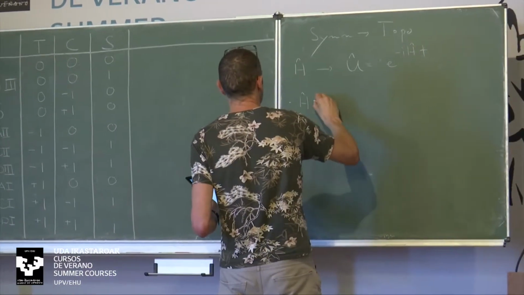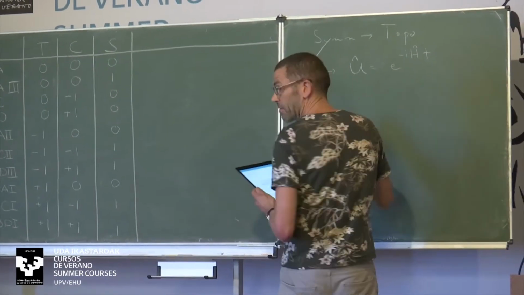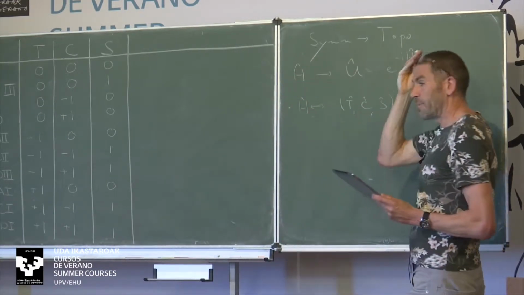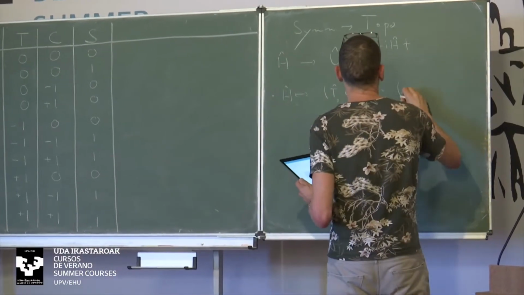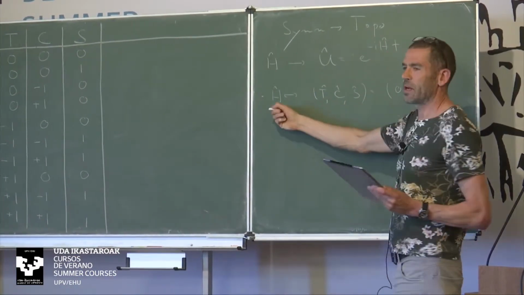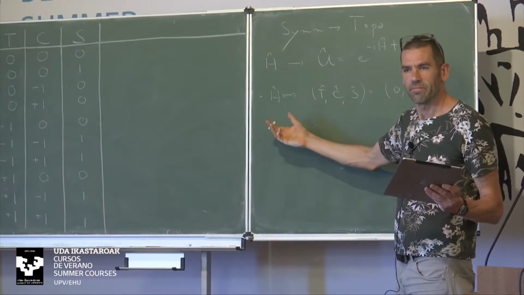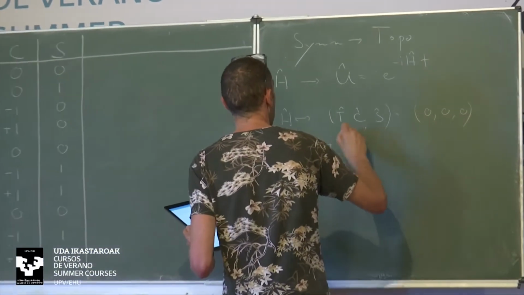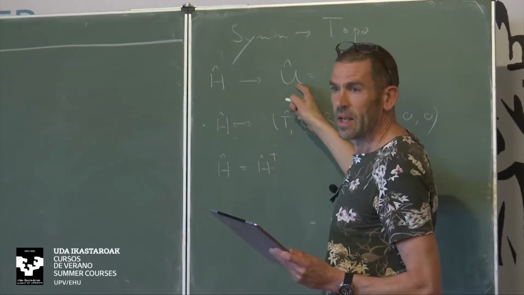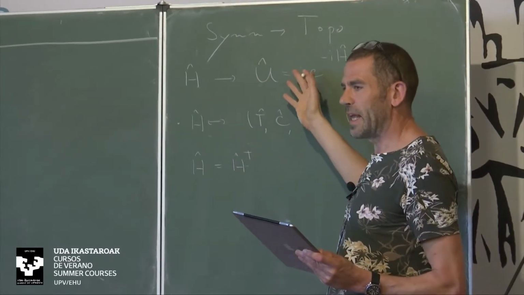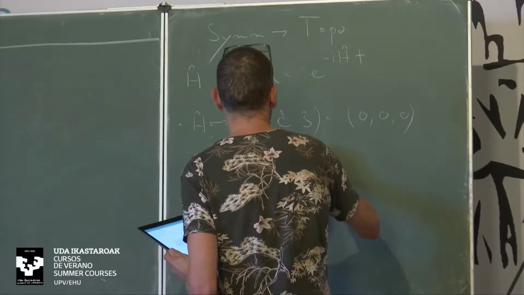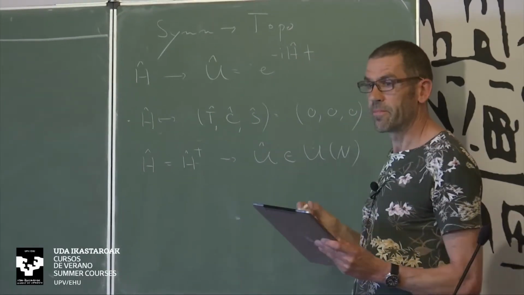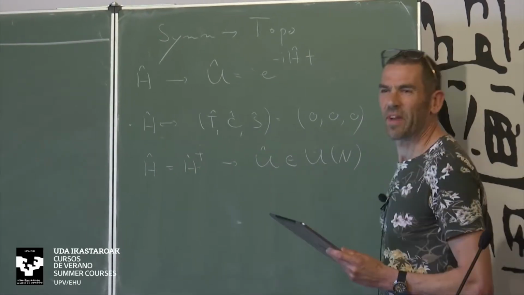Suppose H is trivial. So we have T, C, and S all 0. What can we say about our Hamiltonian from a general perspective? Nothing. It's just Hermitian. So it's just a Hermitian operator, H equals H dagger. And hence, this time evolution operator is unitary. And remember, we agreed to talk about Hilbert spaces of dimension n. So we now have a situation where U is realized in U(N).